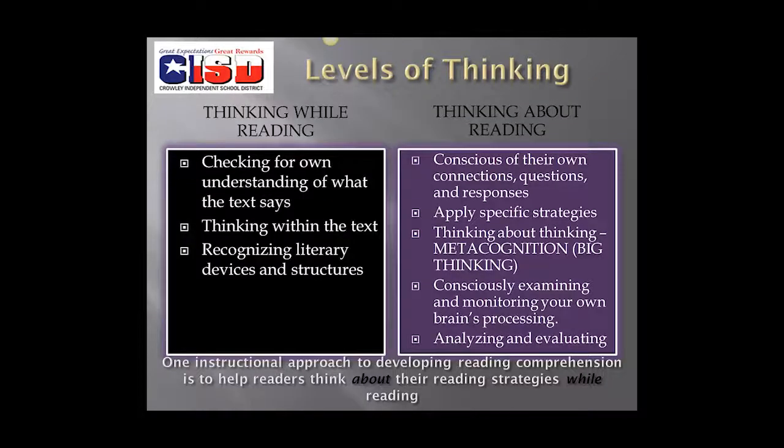Let's review the levels of thinking that we should model and expect of students. Thinking while reading and thinking about reading. Reading is thinking, so we should think while we read. That is, we should check for our own understanding of what the text says, think within the text, and recognize literary devices and structures. We also should think about our reading. That is, we should be conscious of our own connections, our own questions and responses. We should apply specific strategies and think about our thinking, and consciously examine and monitor our own brain's processes, and we should analyze and evaluate.